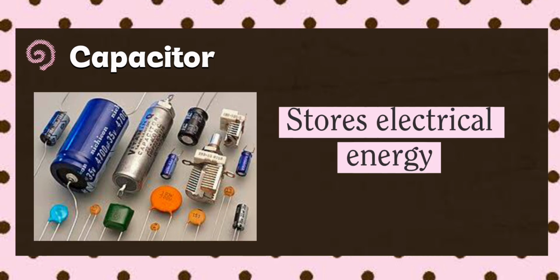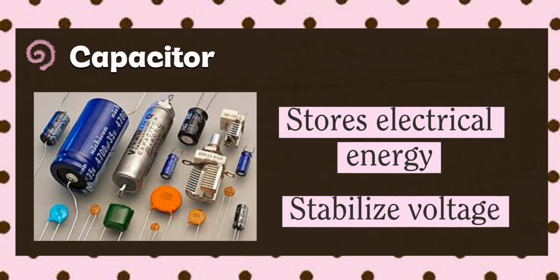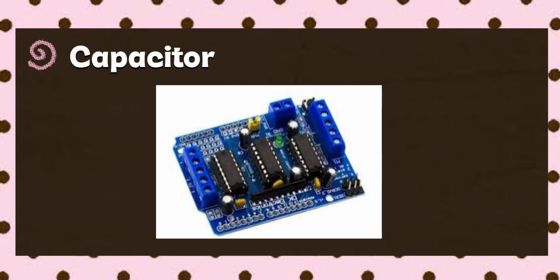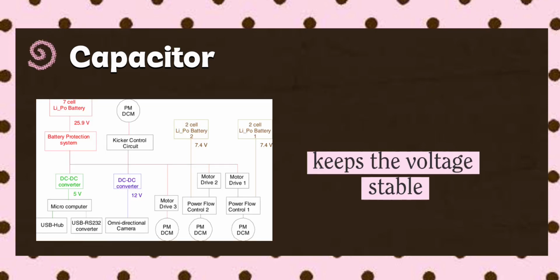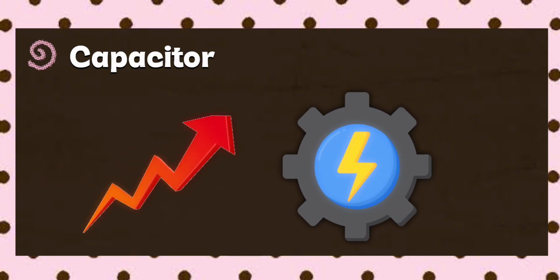Capacitor. A capacitor stores energy and releases it when it's needed. It helps prevent sudden changes in power that may affect a machine. Example: motor driver. It provides extra energy during motor startup. A robot power system. It keeps the voltage stable when motors suddenly require more power.